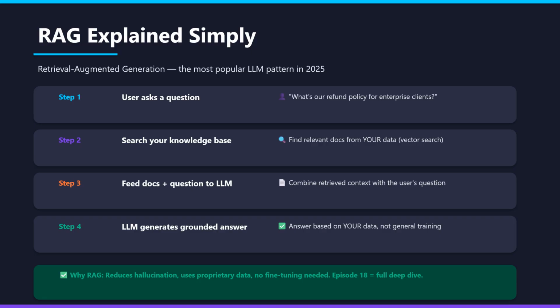Step 2: Search your knowledge base before sending anything to the LLM. Your system searches your documents using vector search to find the most relevant snippets. It finds your actual refund policy document.